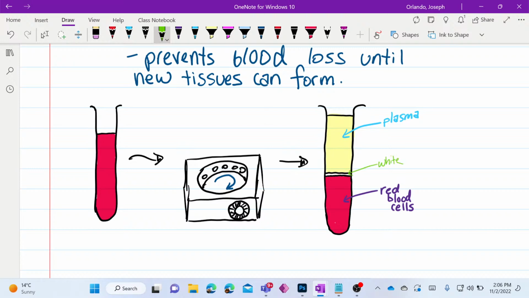And you have so few platelets in your general blood circulation that they don't show up at all. But you can actually see a very fine layer of white blood cells between. So again, this was the plan for Friday.